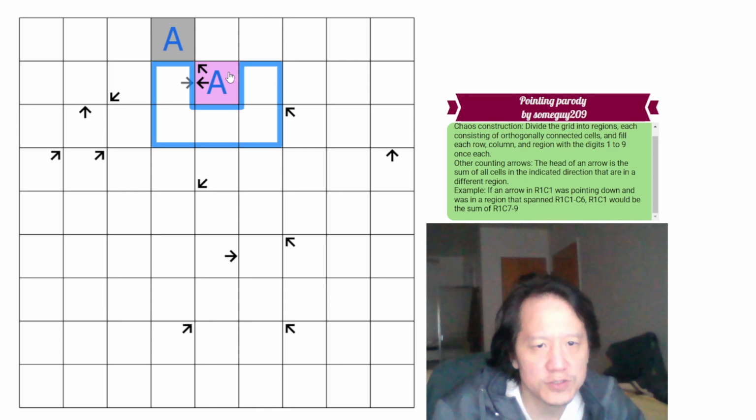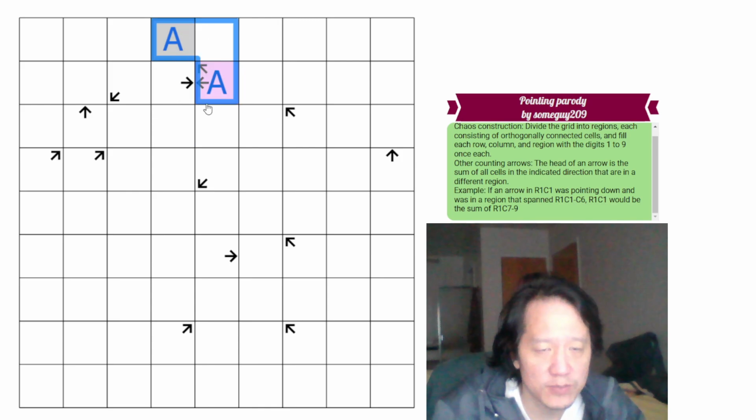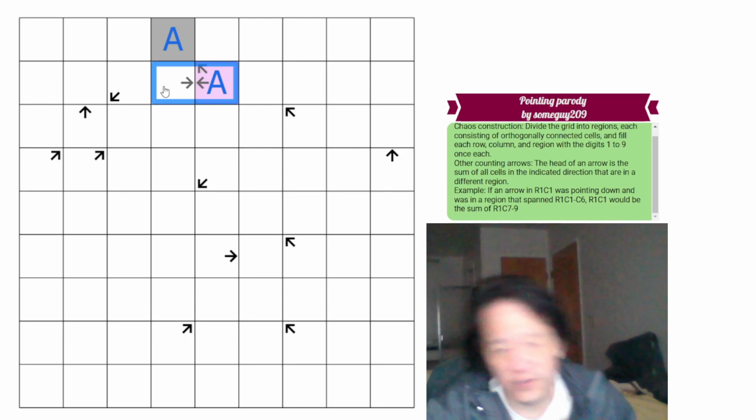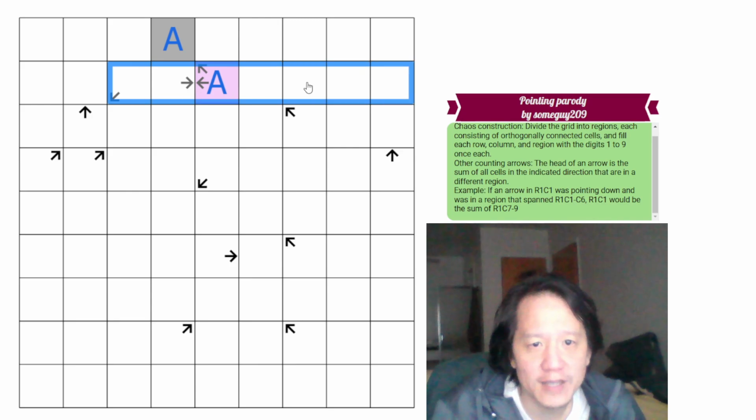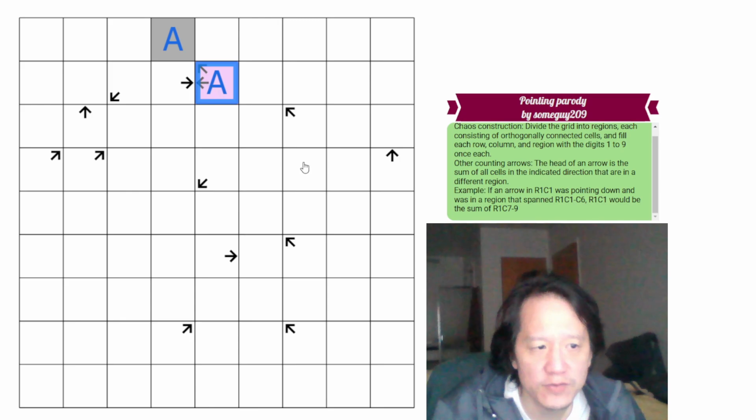Because you can't go this way, because we know these two can't be part of the same region, and this one has to have some part of the region be in these cells. This also has to have some part of the region be in these cells. It would be easiest if they're the same region, right? So then the ones outside of that region add up to at most 17. But we don't know if that's the case.